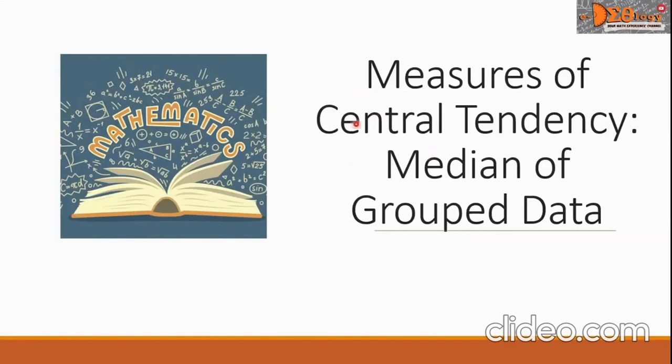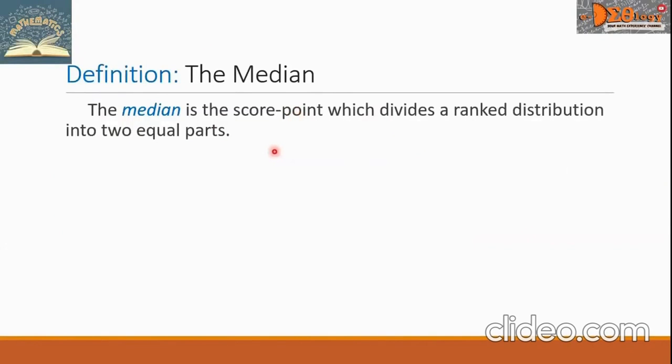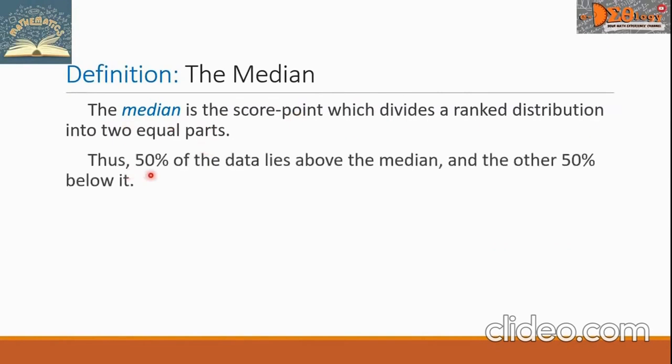Today, we're going to study the median of grouped data for the measures of central tendency. Let us first define the median. The median is the score point which divides a ranked distribution into two equal parts. Thus, 50% of the data lies above the median and the other 50% below it.